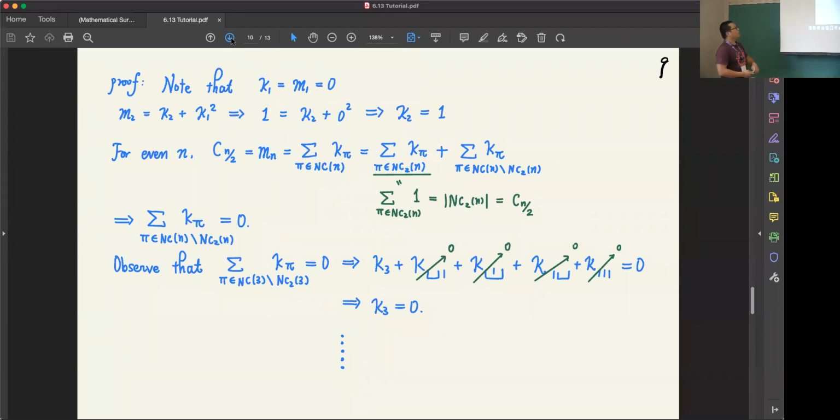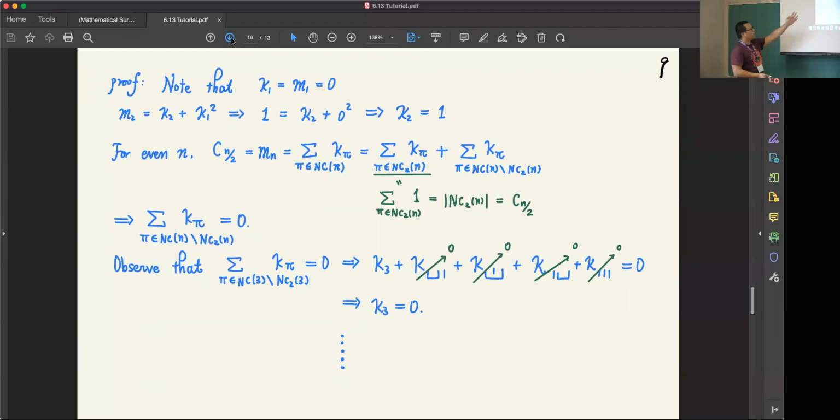Okay, let me keep going. For even n, we know that n is a Catalan number C_{n/2}. But on the right-hand side, we have the moment-cumulant formula. For the moment-cumulant formula, we consider all the possible pi in non-crossing partitions, NC(n). But now, how about we split into 2 parts? One is the non-crossing pairings. The other is the non-crossing partitions that are not pairings.